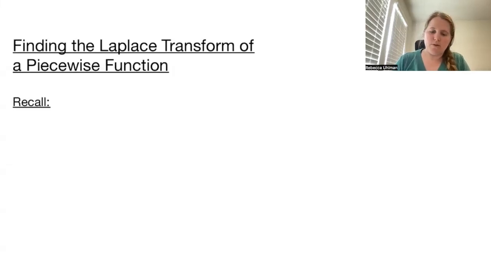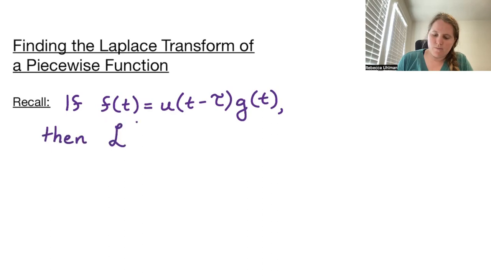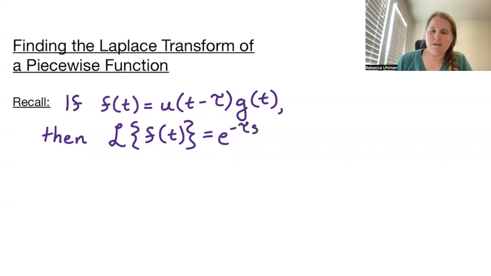Finding the Laplace transform of a piecewise function. So recall, if f of t is a step function, u of t minus tau, times some function g of t, then the Laplace transform of f of t is e to the negative tau times s times the Laplace transform of g of t plus tau.